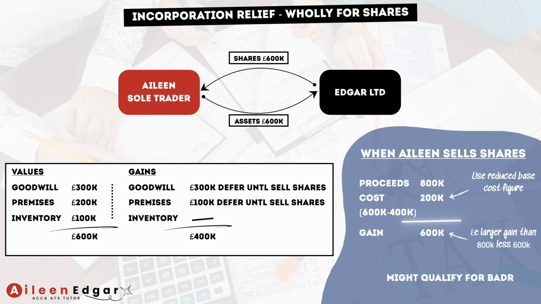Now, the consequences of doing that are that when I sell the shares, not only am I going to be charged tax on the gain that I make on the shares themselves if they've risen in value, but I'm also getting taxed on the gain that I deferred from selling my premises and the goodwill when the business was incorporated.